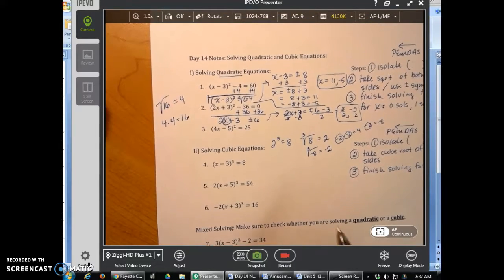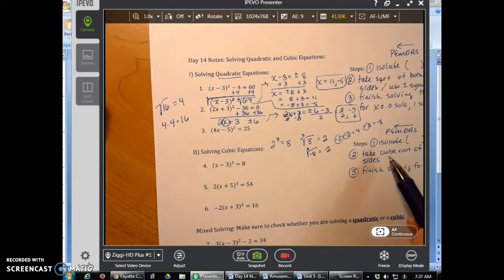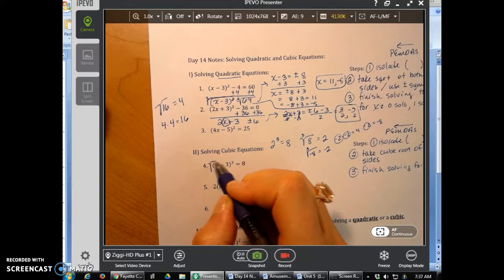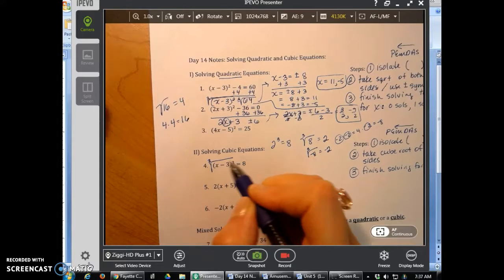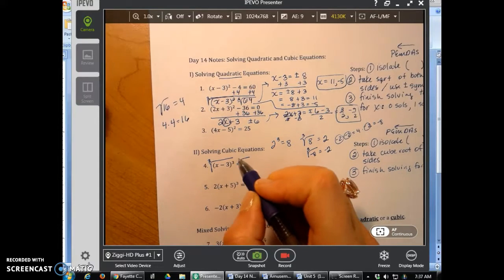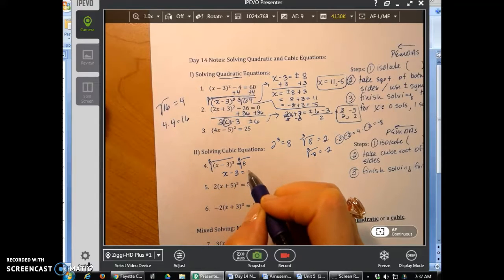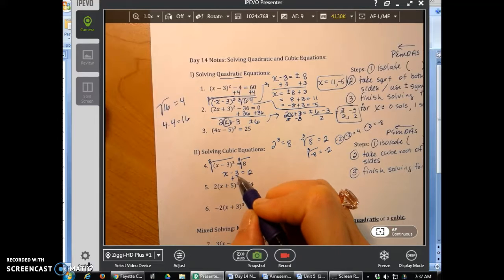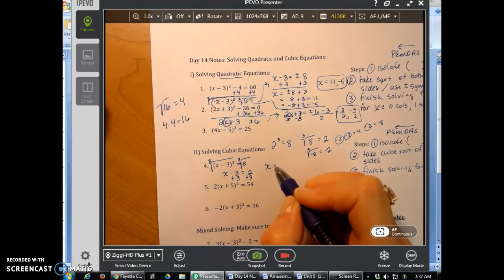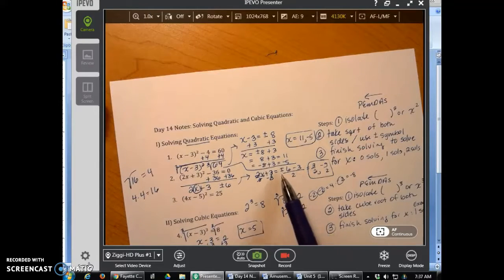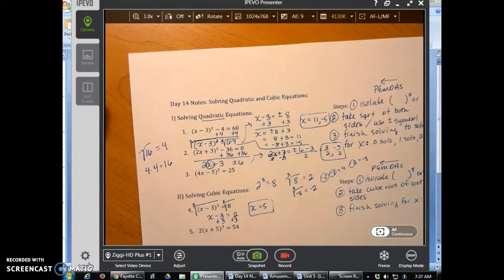So the first thing I'm going to do is take the cube root of both sides because it's already isolated. This in parentheses is already isolated. So take the cube root here. The root of 3 and the power of 3 cancel. And then the cube root of 8 is 2. So I end up with x minus 3 is equal to 2. And then just add 3, and you get x is equal to 5. So in some ways, these are a little bit simpler because you don't have this two equation, like 2 solution thing to deal with.